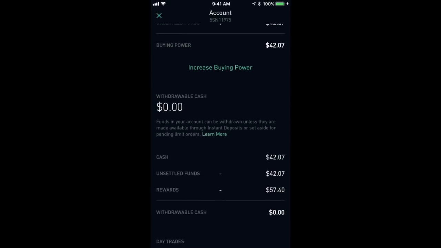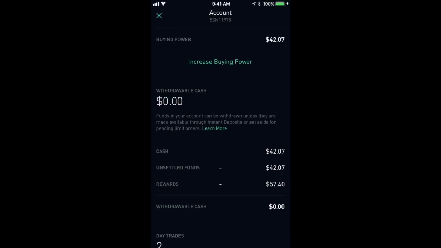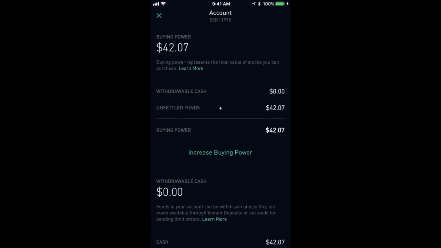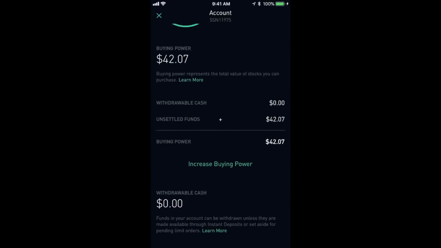For unsettled funds, right, so you see you've got cash, unsettled funds, rewards, and withdrawable cash. What unsettled funds means is, if you're trading and let's say you sell a position, you're going to have to wait an additional 3 days after you sell any position to actually be able to take that money out of your account. But you should be able to use it if you want to invest in a different position right away. You can see right here, we technically do not have any withdrawable cash right now. So I could not transfer any money to my bank because I've been using every position I sell to invest in a new position. That helps you understand your buying power a little bit better.